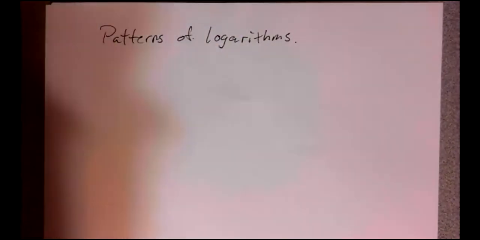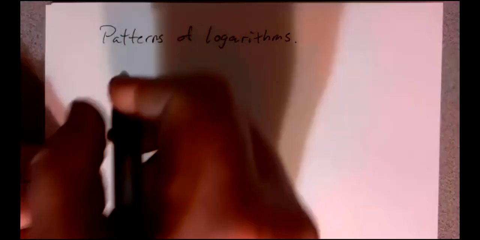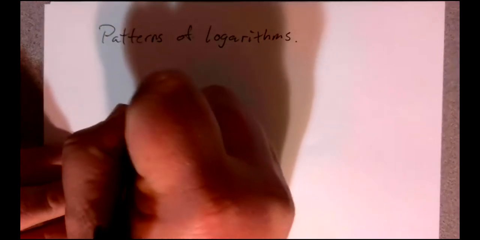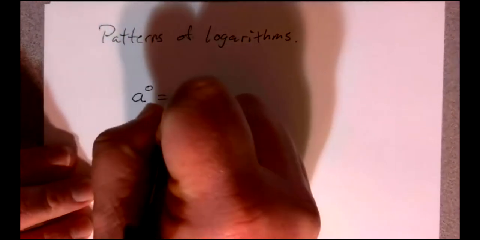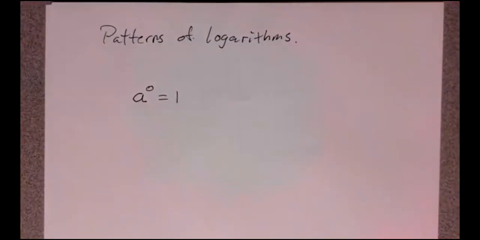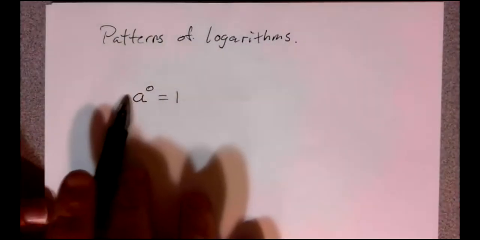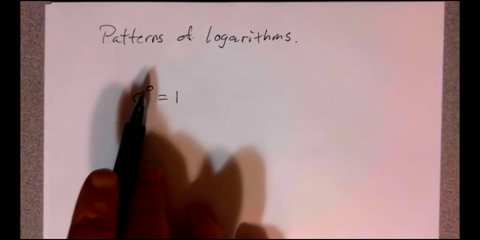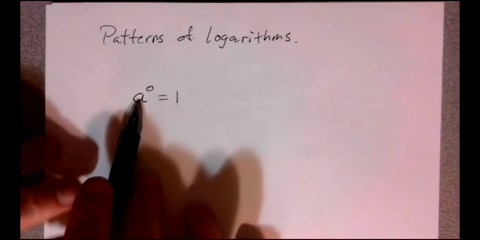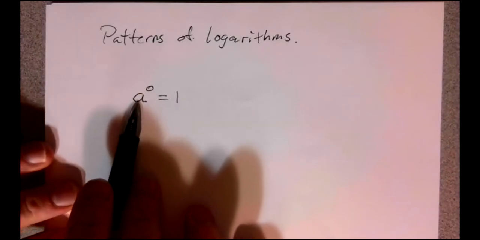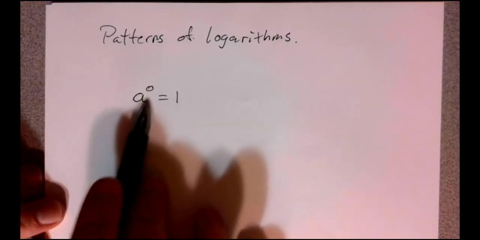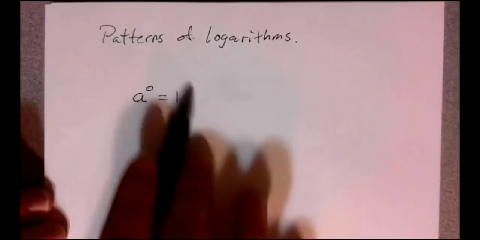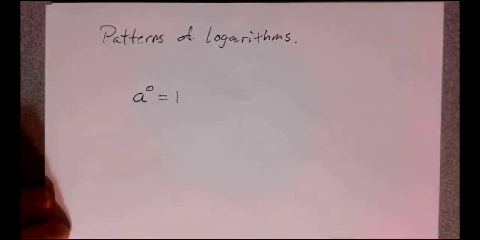So the first property that we want to take a look at is this: any number raised to the 0 power we know equals 1. Regardless of what it is, like 75 raised to the 0 equals 1, or negative 212 raised to the 0, no matter what it is. So any number, or variable for that matter, if we raise it to the 0 power, it's going to equal 1. Now, let's take this and switch it into logarithmic form.